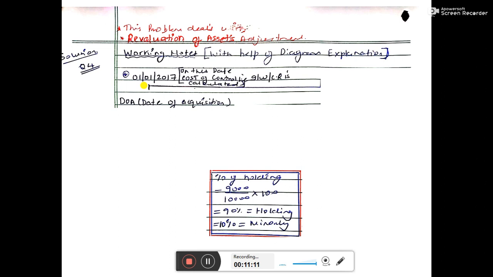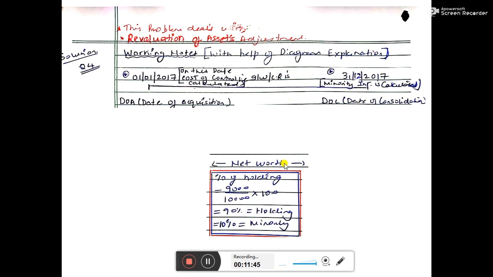If goodwill, then goodwill will be shown in the balance sheet on the asset side under intangibles. I have already told you it will come on the asset side in intangibles. Capital reserve will be in reserves and surplus on the liability side. And on 31st December 2017, since this is a minority, we need to calculate minority interest. To calculate goodwill or capital reserve or minority interest, the most important thing is to get the net worth. How much is the net worth as on 1st January 2017 or 31st December 2017?